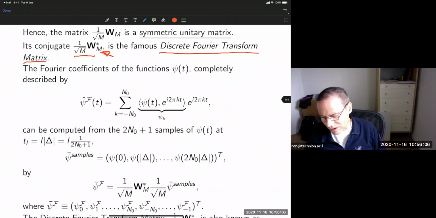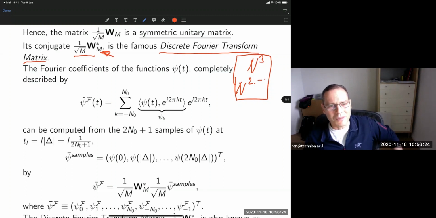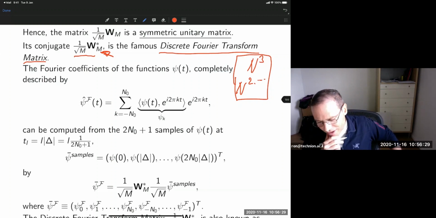And this is why I don't need my naive n cube, or a practical n to the power of, I don't know, something here, which is a really complicated algorithm complexity to invert my matrix, but rather just look at the conjugate, which is in fact a very simple matrix to hold in order to take the inverse of my matrix. In fact, remember that this matrix has n cube coefficients, n squared coefficients.